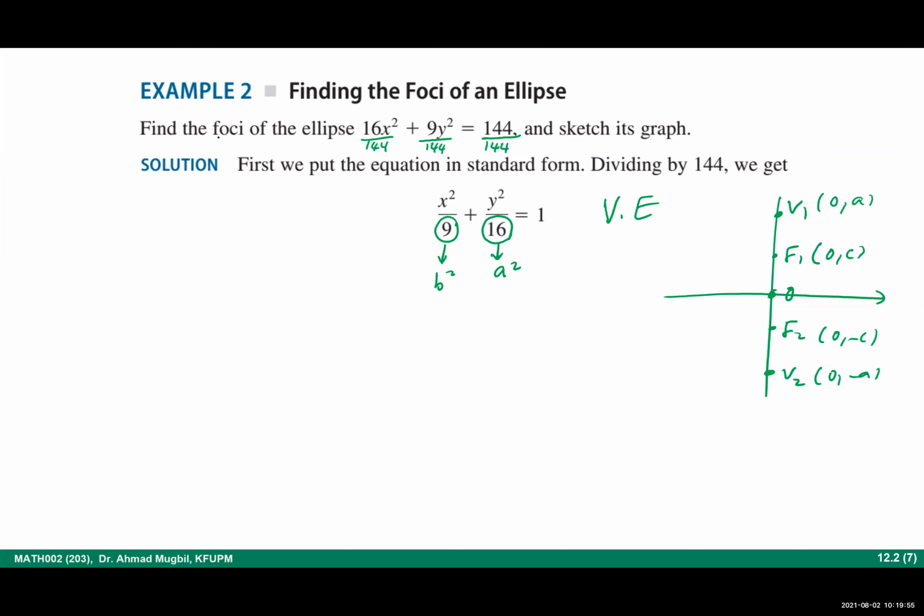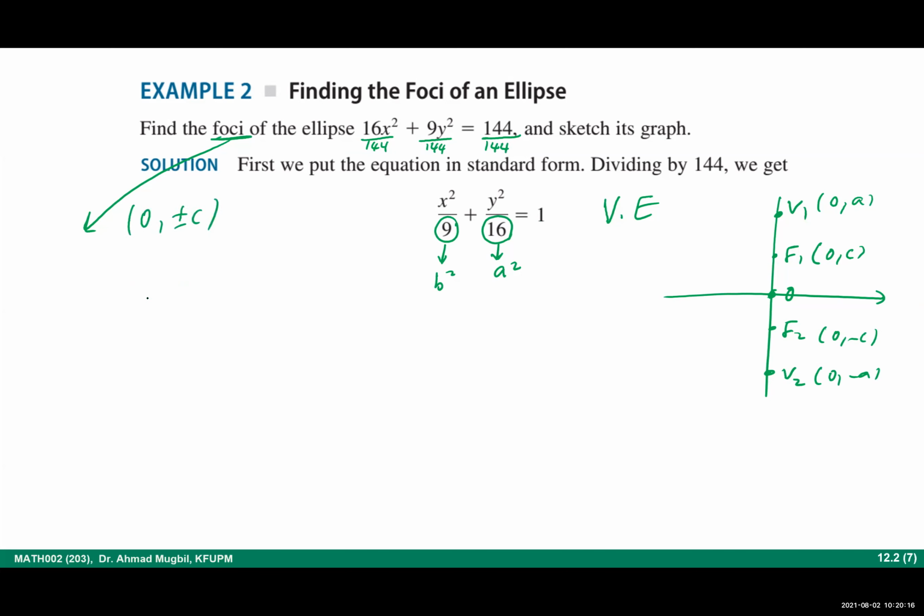He wants just the foci here. So what will be the foci? The two foci will be positive and negative C and 0, or 0 and positive or negative C? What do you think? Second one. So it will be 0 and positive and negative C.